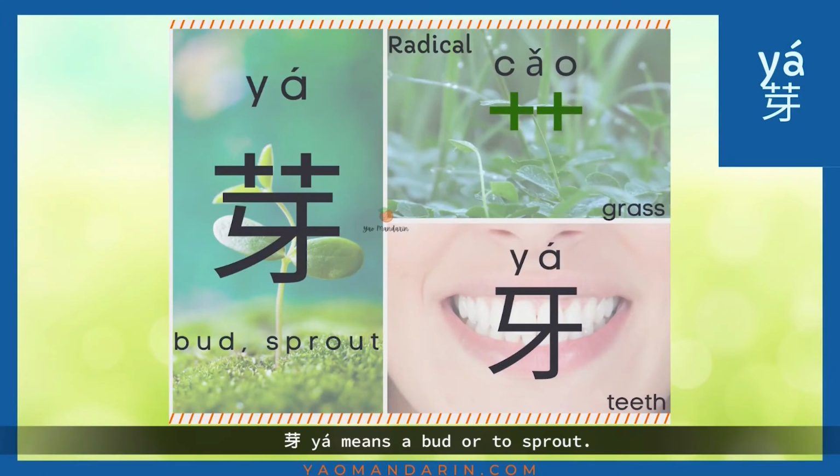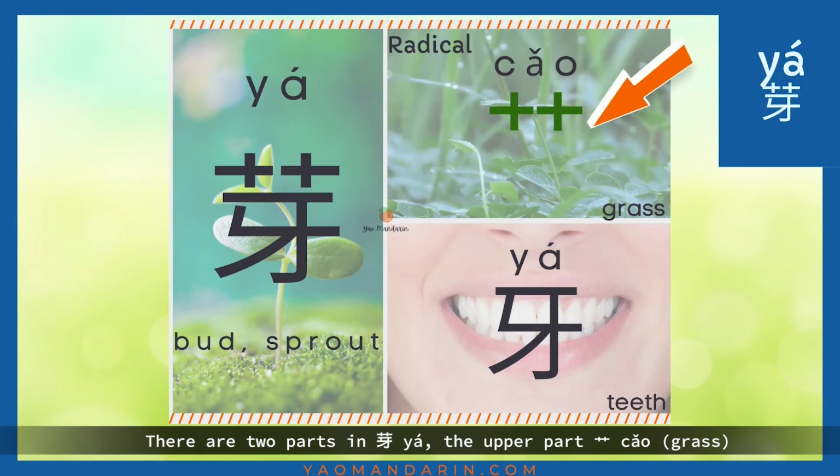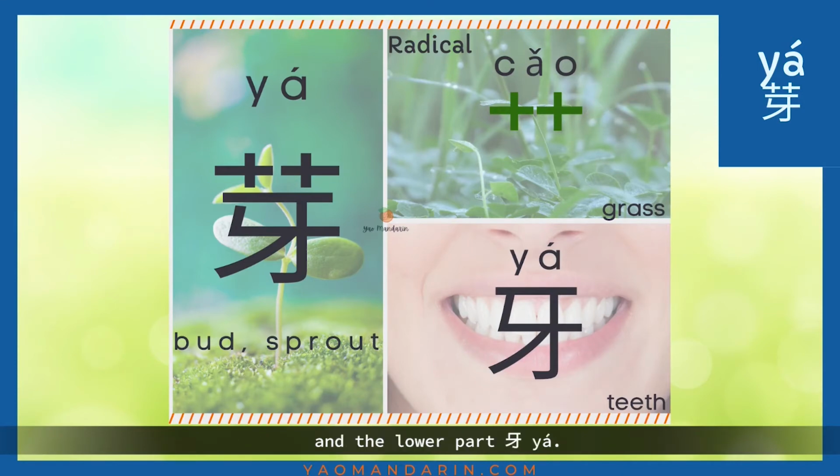芽 ya means a bud or to sprout. There are 2 parts in ya. The upper part, 草 grass, and the lower part, 牙. 牙 shares the same pronunciation as ya. 牙 means tooth, and it's a pictograph.